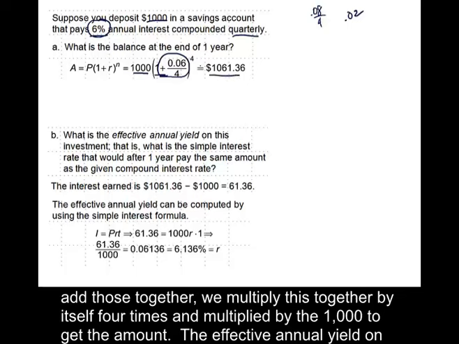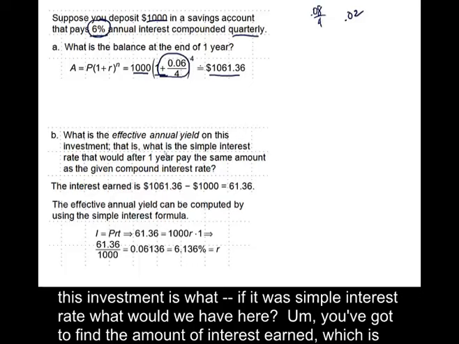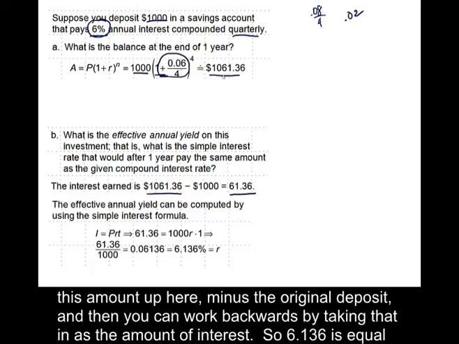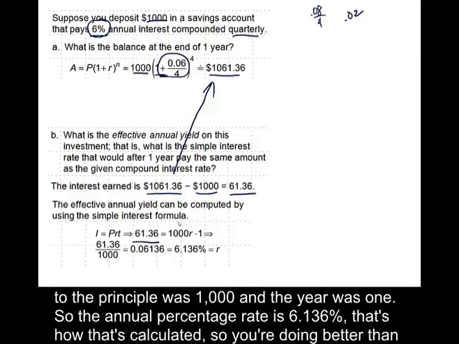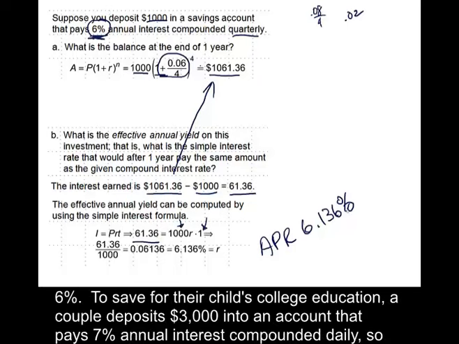The effective annual yield on this investment is what it would be if it was a simple interest rate. You've got to find the amount of interest earned, which is this amount up here minus the original deposit, and then you can work backwards by taking that in as the amount of interest. So 61.36 is equal to the principal, which was 1,000, times the rate, and the year was 1. So the annual percentage rate is 6.136%. That's how that's calculated. So you're doing better than 6%.